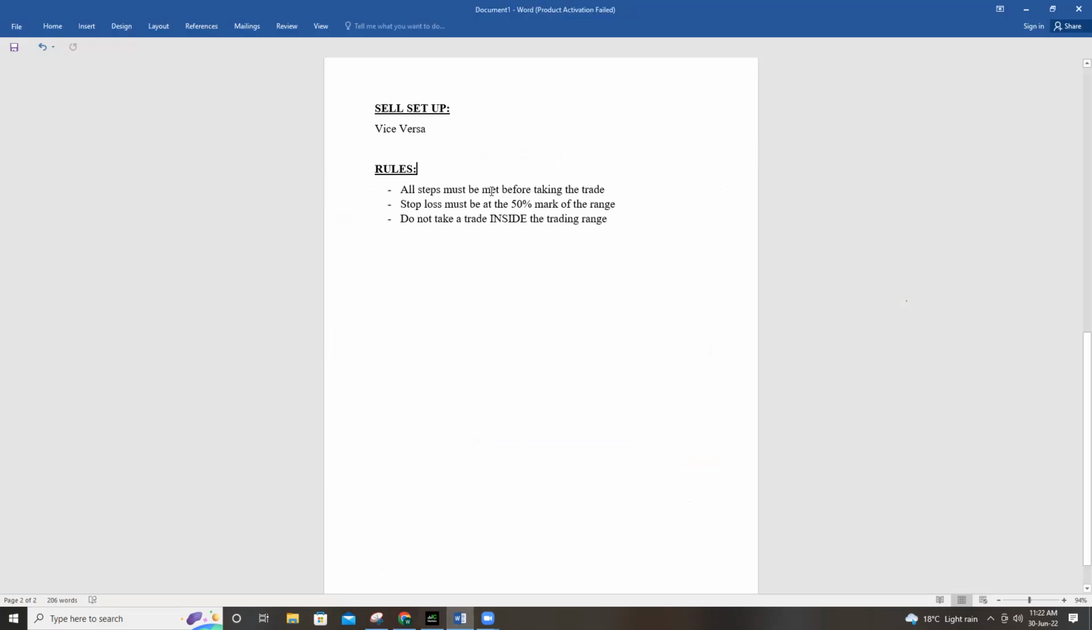So rules, all steps must be met before taking the trade. Do not take any shortcuts. All steps must be met. And number 2, the stop loss must be at the 50% mark of the range. So that trading range, you're going to divide it by 2. Then the 50% mark is where you place your stop loss. Never trade without a stop loss.